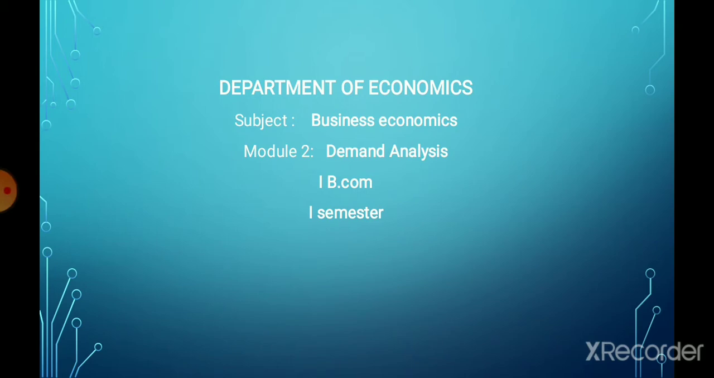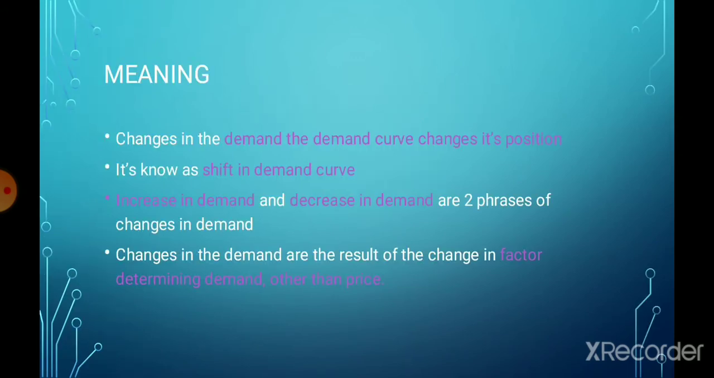This is the continuing part of Module 2, Demand Analysis. Let us discuss increase and decrease in demand. The meaning of increase and decrease in demand is that when there is a change in demand, the demand curve changes its position. That change is known as a shift in the demand curve. Increase in demand and decrease in demand are two phases of changes in demand. So it expresses the changes in demand.